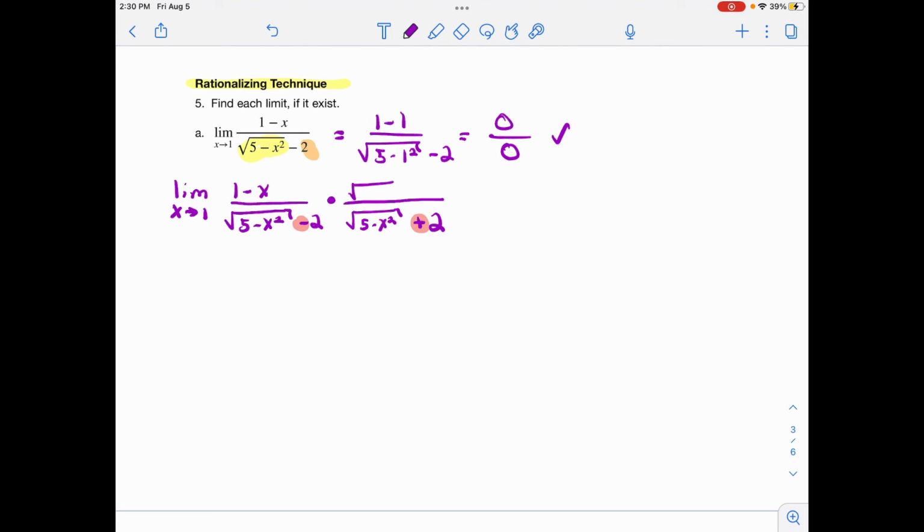And then whatever you do to the top of a fraction, you have to do to the bottom. And whatever you do to the bottom, you have to do to the top. So we're going to multiply by that. So I'm multiplying by 1. I'm just choosing to write my 1 in this very unique method. So it works out.